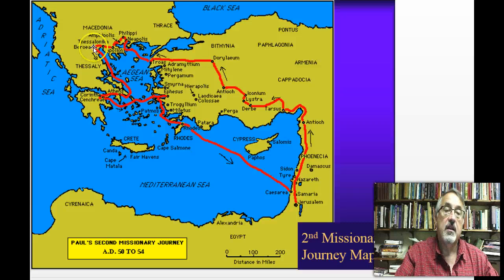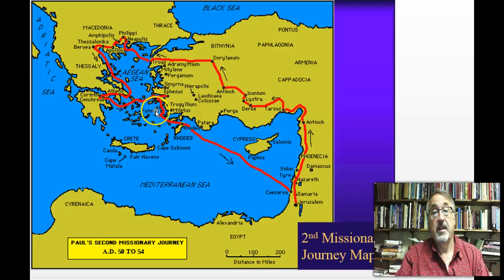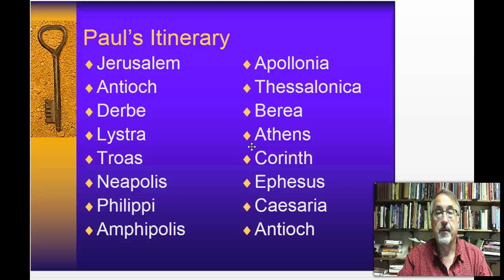sails then down to Athens. He's in Athens and in Corinth for quite a while. At the end of that, he sails across to Ephesus, down towards Miletus, and then back to Palestine, back to Caesarea. So this is his itinerary, much as I've just explained it to you.